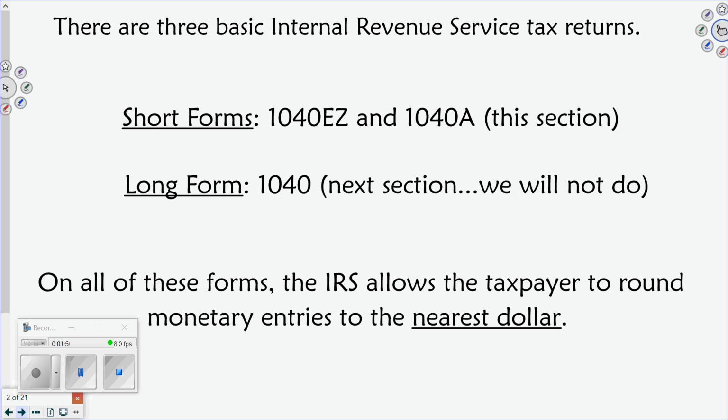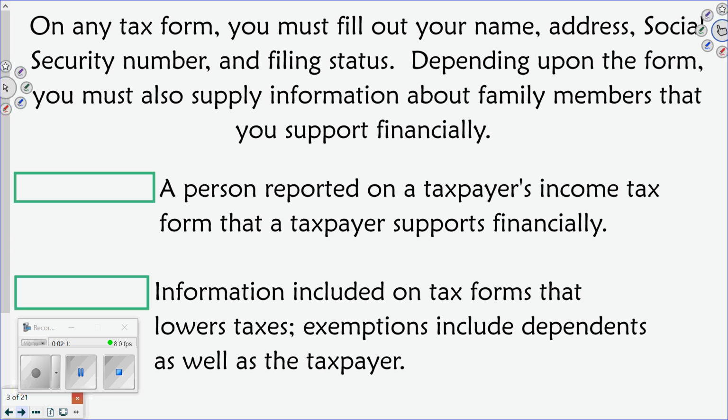But on all of the forms, very important to know, the IRS allows you to round every monetary number to the nearest dollar. So you're not going to be writing cents for the most part on here. It gets rounded to the nearest dollar on all of your calculations. All right, so on any tax form, you got to fill out your name, address, social security number, your filing status, all the stuff that we've talked about already.